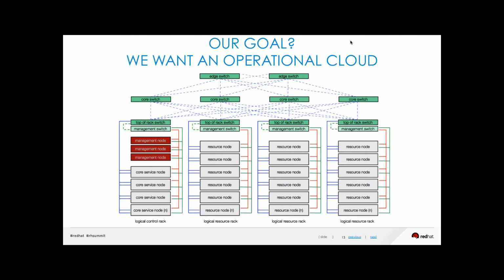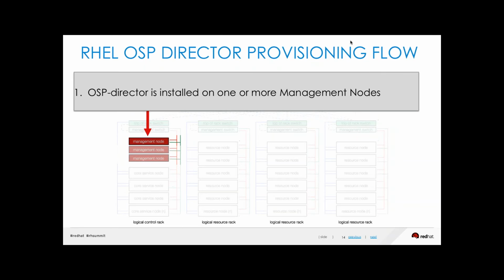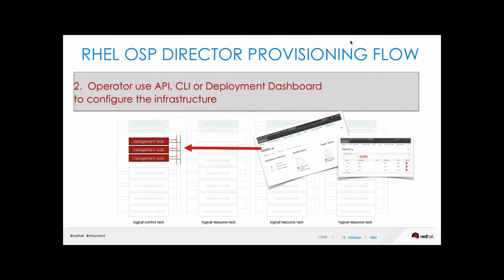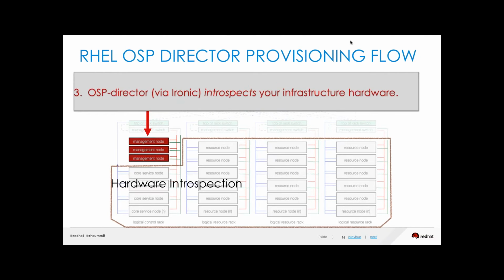First, what's our goal? Well, we want to achieve an operational cloud. How do we do that? You install Director on one or more management nodes, which you see here. You then use your interface of choice to configure the infrastructure, whether it's command line or using the graphical interface or an API. After that, the Director then examines your hardware associated with your infrastructure using Ironic.